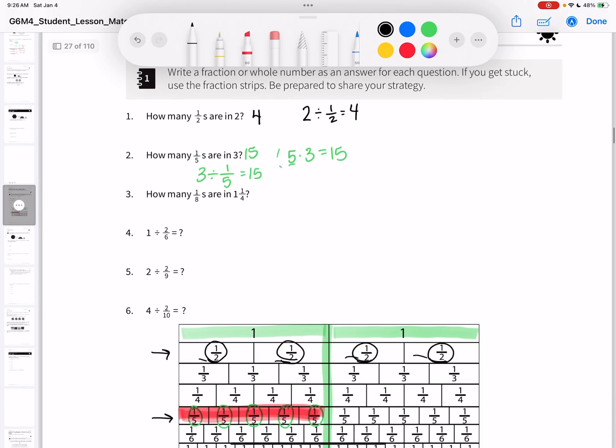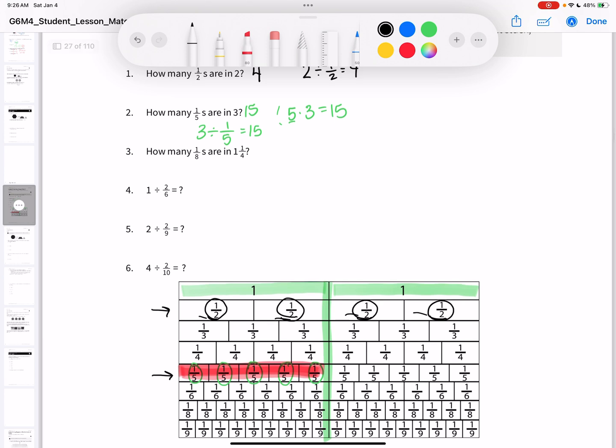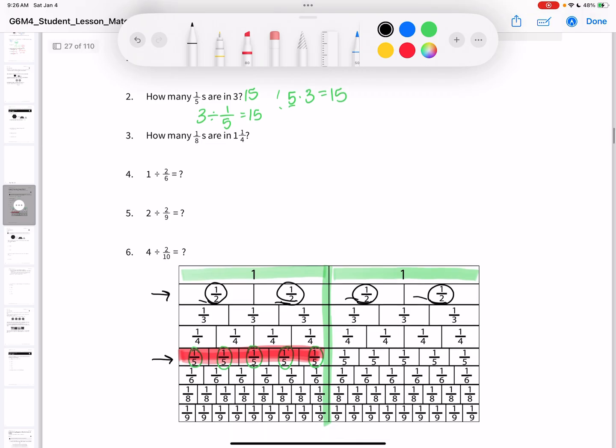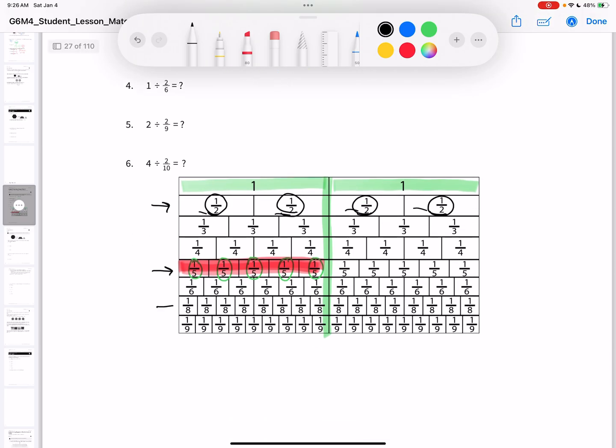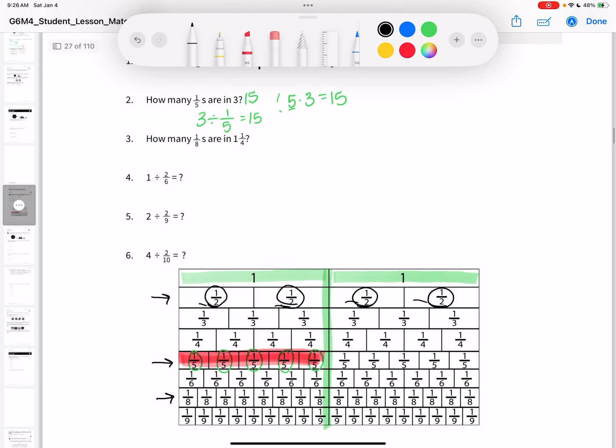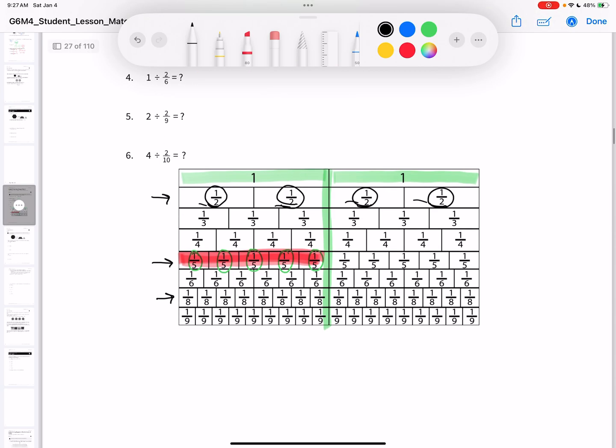All right. How many 1/8s are in 1 and 1/4? Okay, so we have 1 whole, and here's our 1/8 line. So how many 1/8s are in 1? Right? And then we also have 1/4, though, 1 and 1/4. So let's go to the 1/4 line. Okay. Here is our 1/4 line.